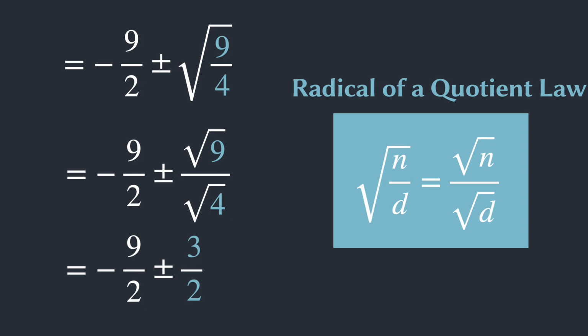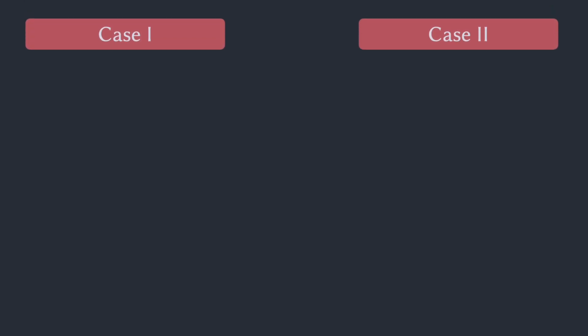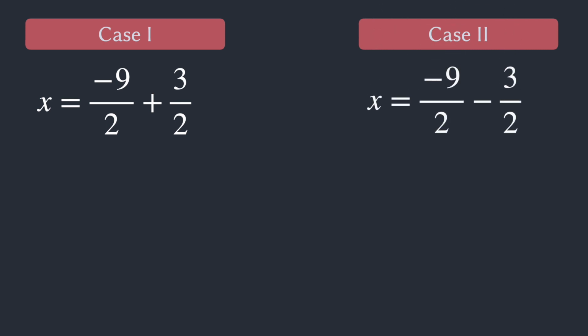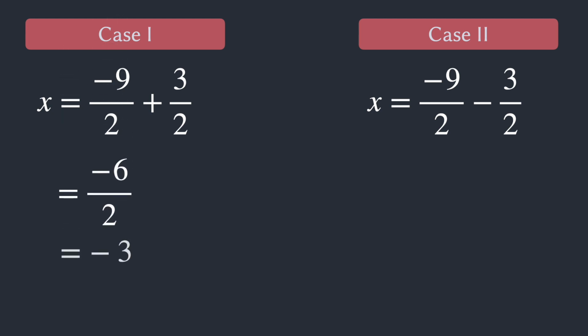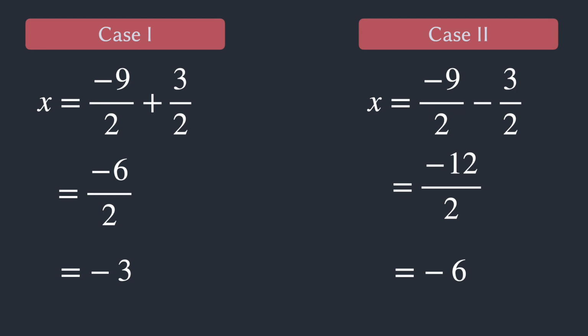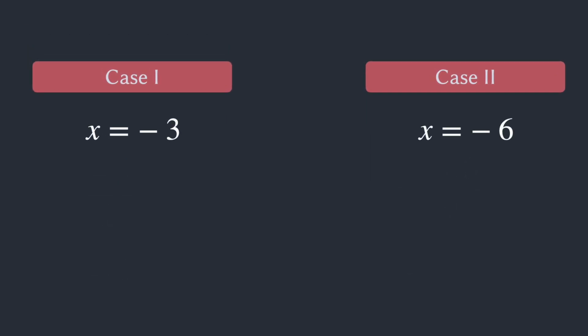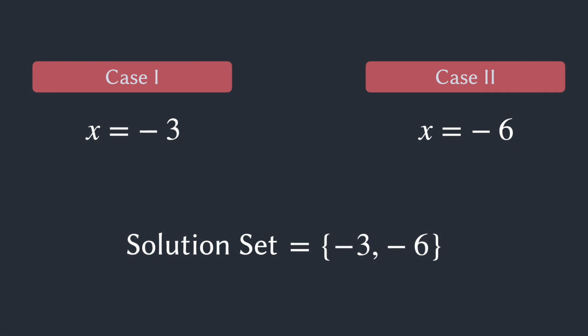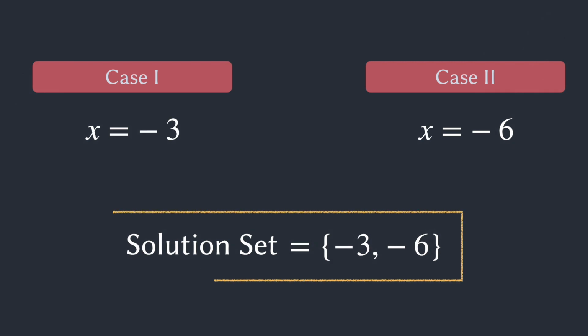And now I can go ahead and consider both our cases. Starting off with case 1, we are going to have x is equal to negative 9 over 2 plus 3 over 2. Case 2, we have x is equal to negative 9 over 2 minus 3 over 2. Evaluating case 1, we get x is equal to negative 3. And evaluating case 2, we get x is equal to negative 6. And we have now found the two roots of our equation, or we could say we found the solution set to our conditional equation, meaning that the values of negative 3 and negative 6, when substituted for x, will make our equation true.